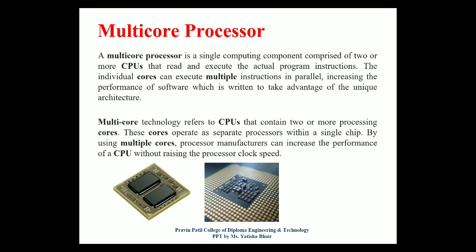As you can see in the image, there are 2 CPU chips. So we can assign the task to one chip and the second chip at a time. So performance will be increased.